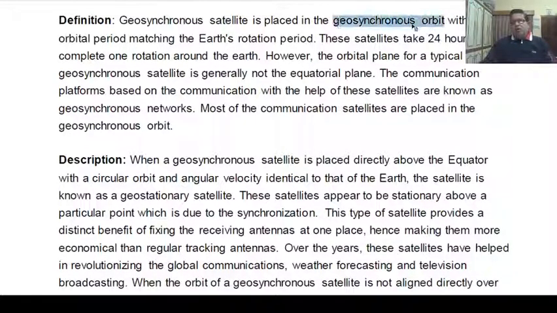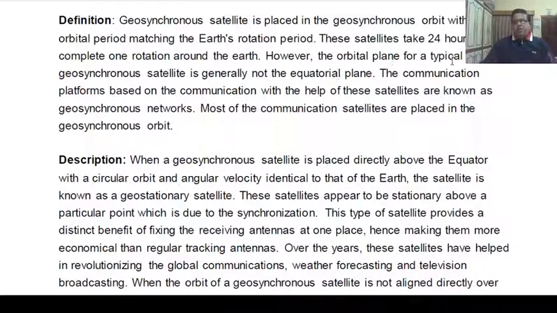Geosynchronous satellites are placed in geosynchronous orbit with an orbital period matching the Earth's rotation period. These satellites take 24 hours to complete one rotation around the Earth. However, the orbital plane for a typical geosynchronous satellite is generally not the equatorial plane.